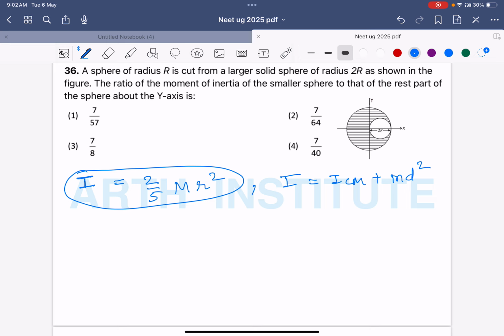So what I am supposed to do is, first of all, find the mass of the smaller sphere. Let me put it as m dash. This is equal to m by 8, because the radius of the bigger sphere was 2r and the radius of the smaller sphere is r. So you can calculate that the mass of the smaller sphere is m by 8 because mass is proportional to r cube.